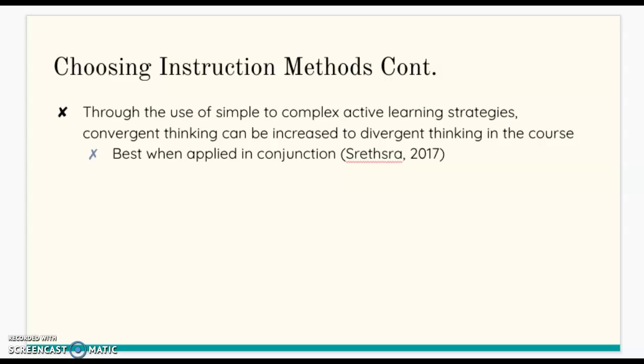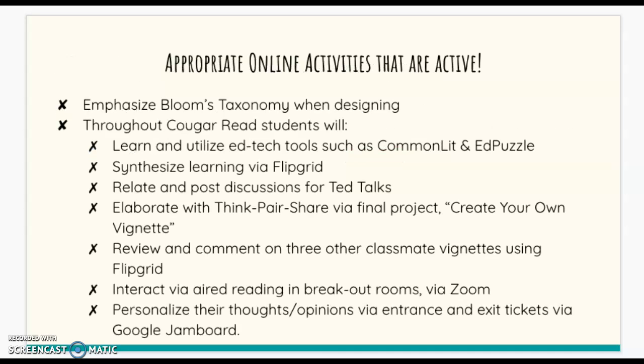Through the use of simple to complex active learning strategies, we want to also cultivate convergent and divergent thinking. And according to Sarithra, we know that activities that cultivate both of these in conjunction with one another will be best practice and will yield some greater outcomes.